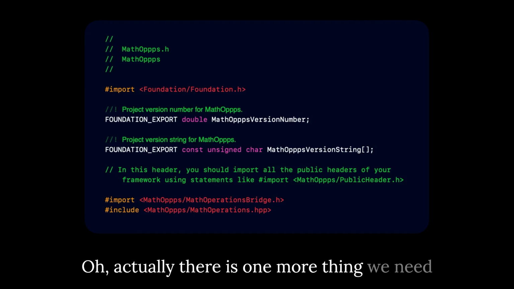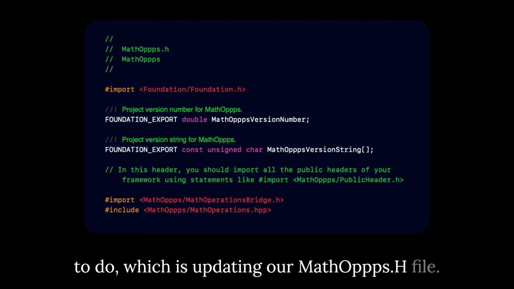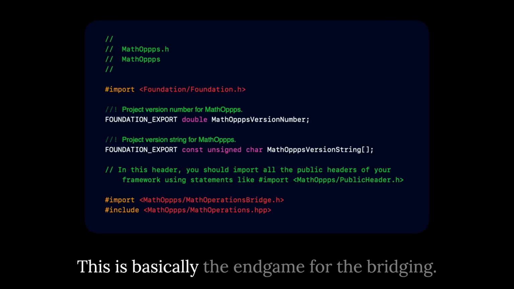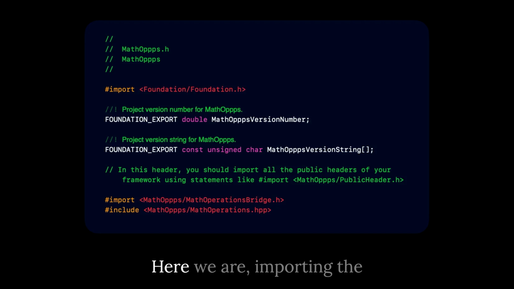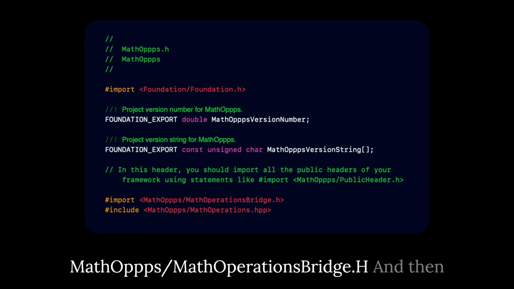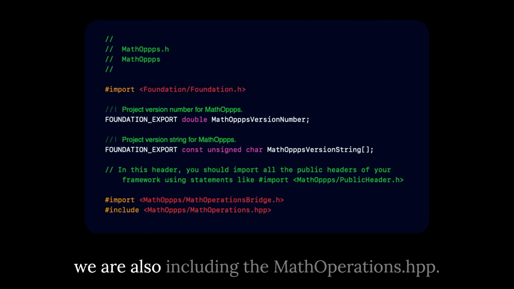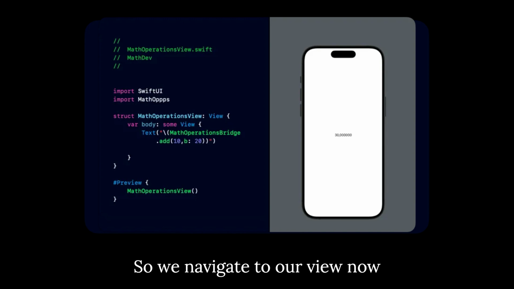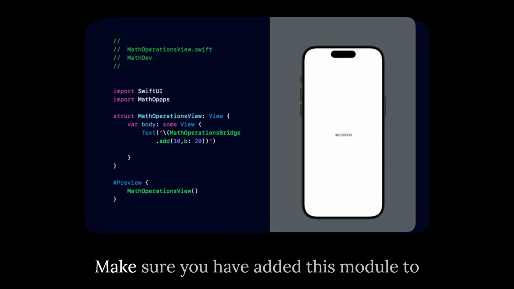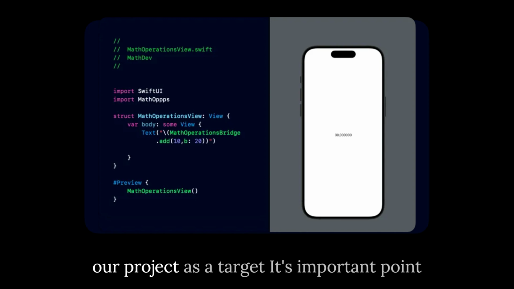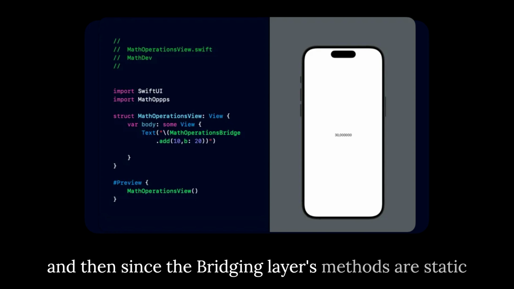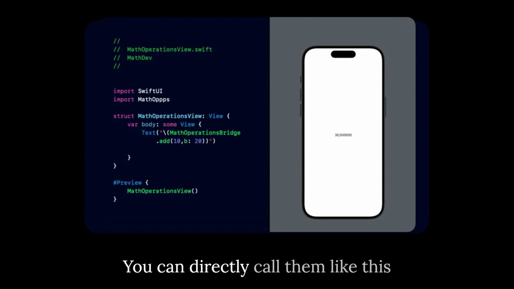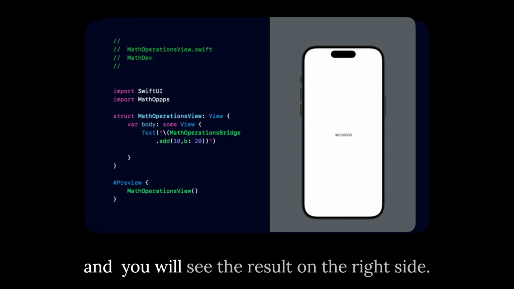Oh, actually there's one more thing we need to do, which is updating our MathOps H file. This is basically the end game for the bridging. Here we are importing the MathOps math operations bridge H, and then we are also including the math operations HPP. So we navigate to our view now, and we are importing MathOps. Make sure you have added this module to our project as a target. It's an important point. And then since the bridge layer's methods are static, you can directly call them like this, and you will see the result on the right side. That's pretty much it with the bridging layer.